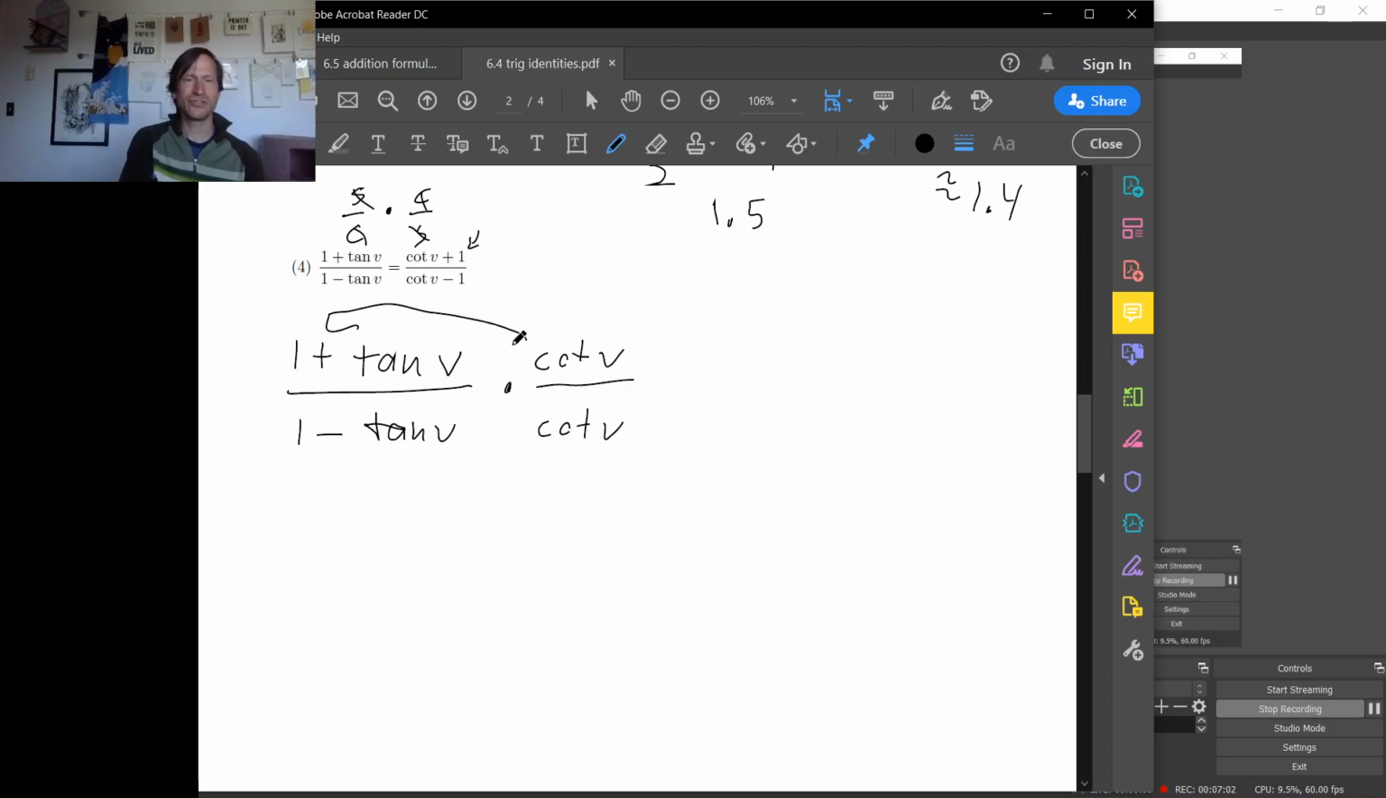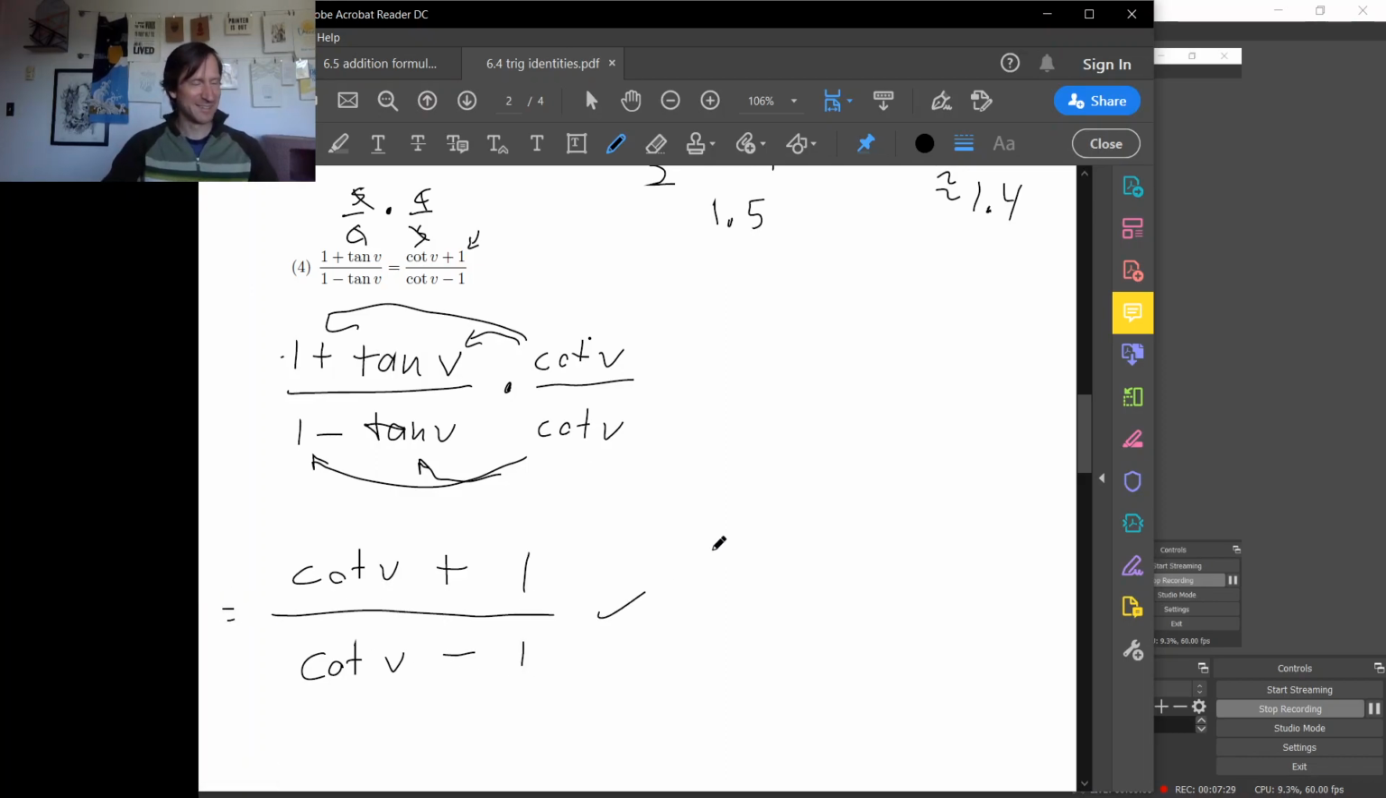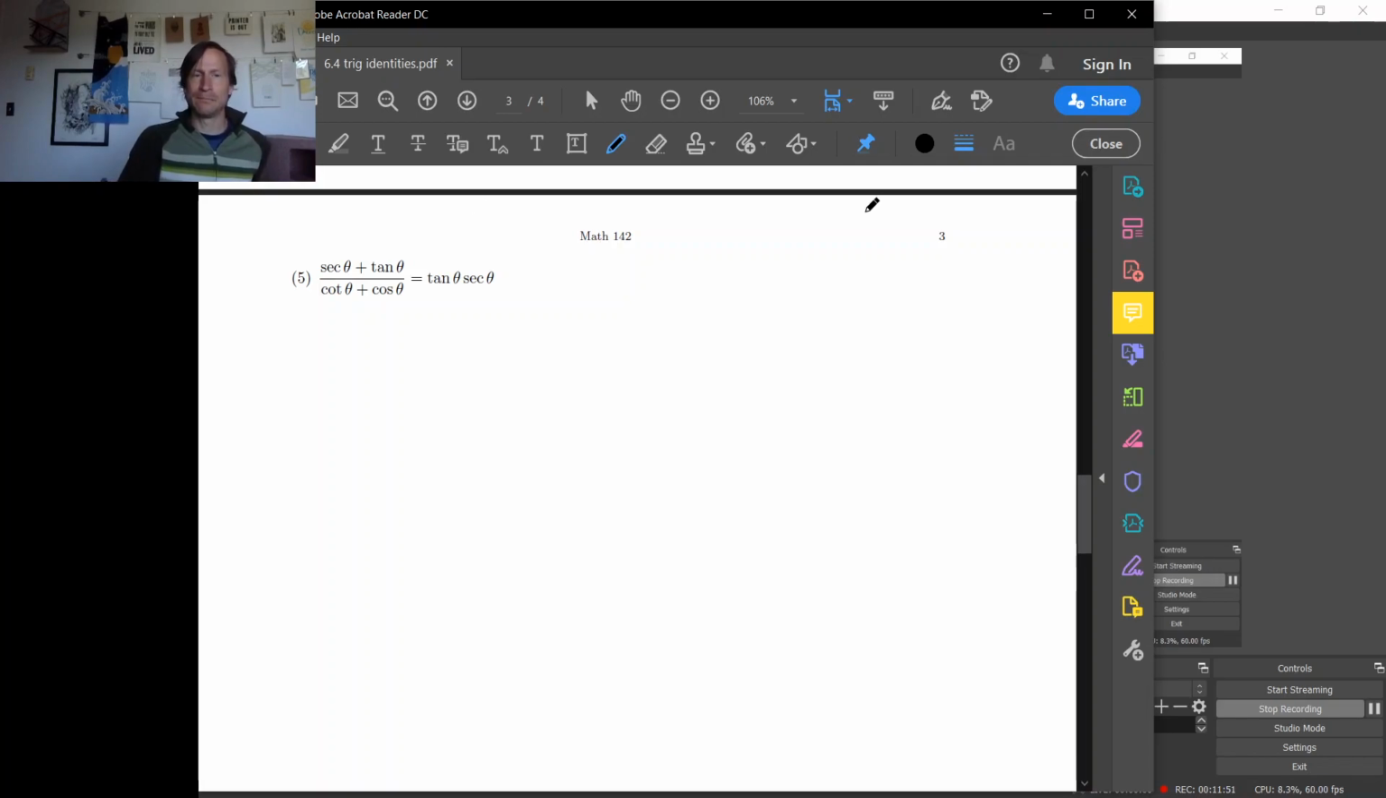Then we're going to have to distribute like this. In the numerator, 1 times cotangent is cotangent, plus tangent times cotangent, that's 1, over, and then in the denominator, 1 times cotangent is cotangent, minus tangent v times cotangent v is 1. And, oh, that's it. We're done. All right, here's the next one.